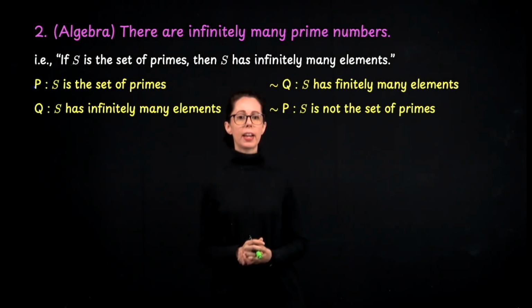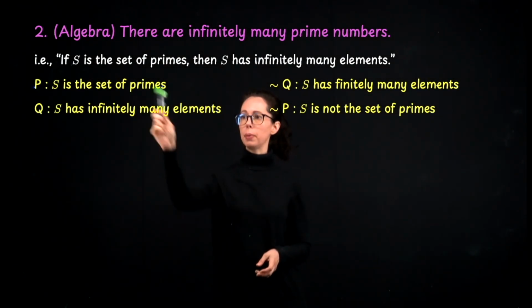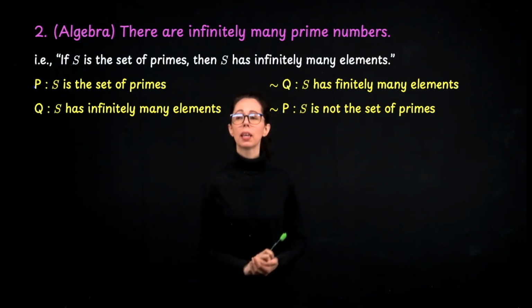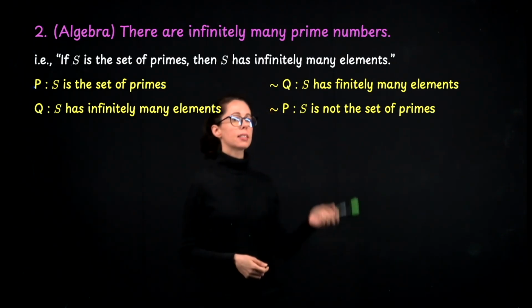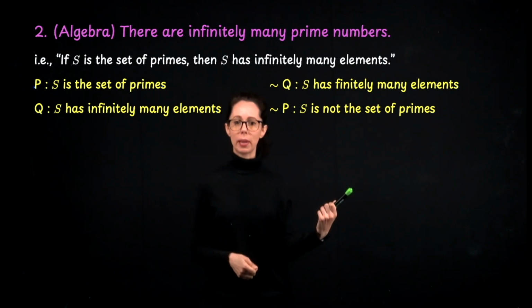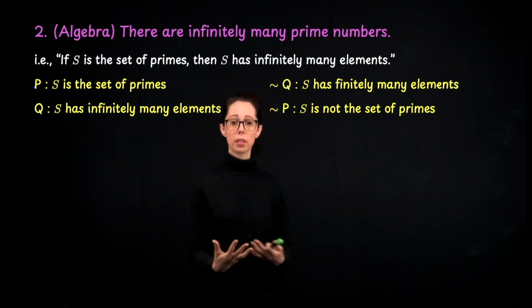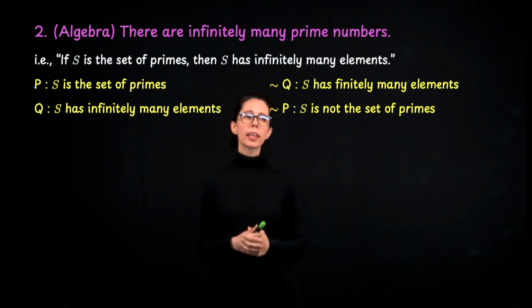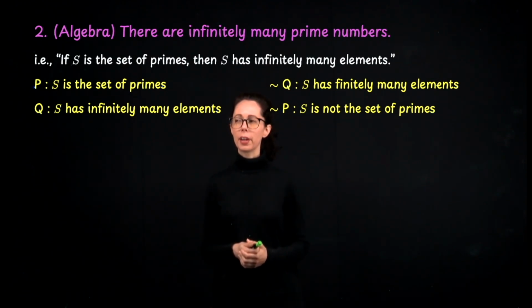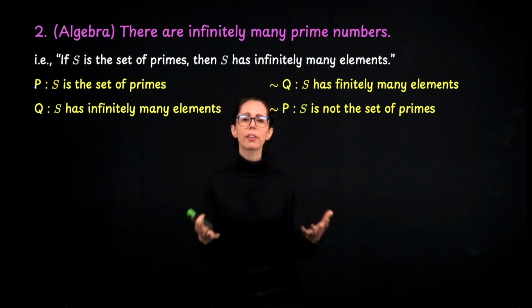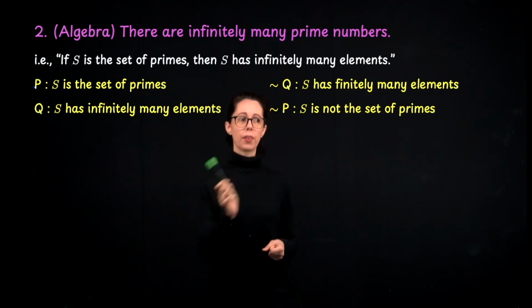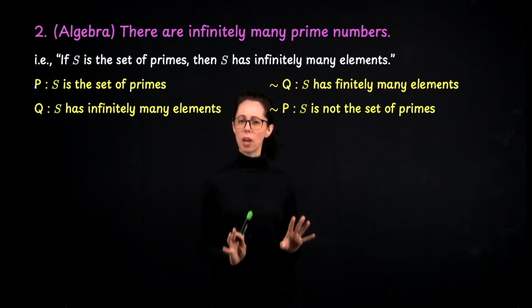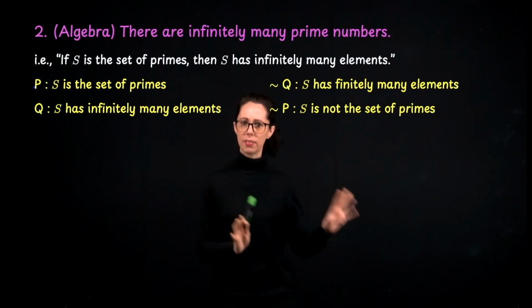Based on the if-then phrasing that I put at the top, this could be P and Q and not P. So if S is the set of primes, then S is an infinite set. It has infinitely many elements. Versus if S has only finitely many elements, then S cannot be the set of all possible primes. Unlike example 1, there are many ways to prove this, or at least there are a few ways to prove this, and you could actually set up a direct proof and a proof of the contrapositive. We will talk about that at the end of this example.